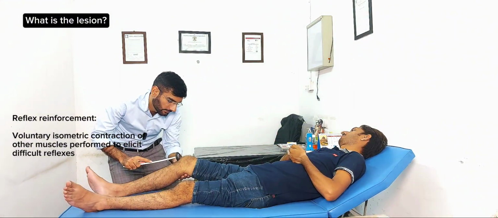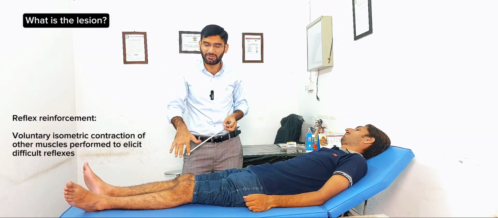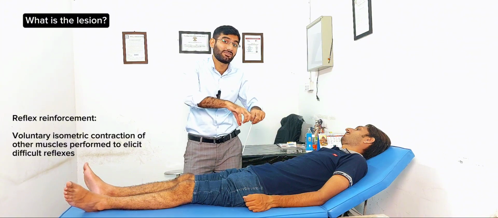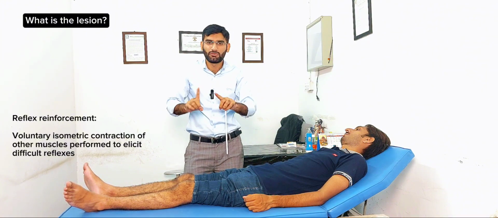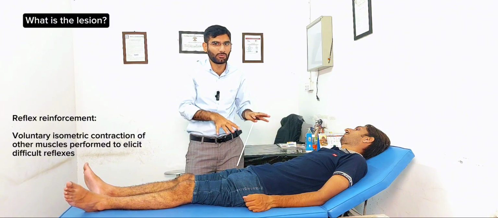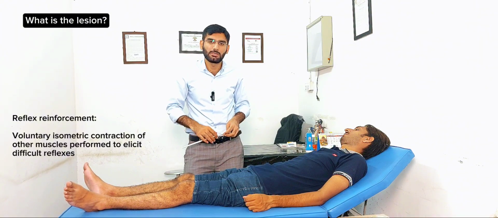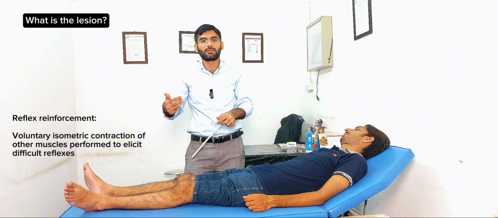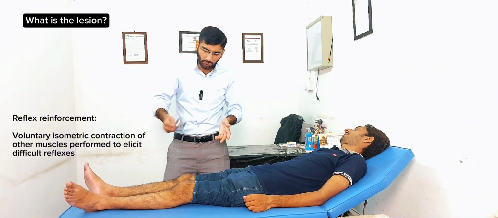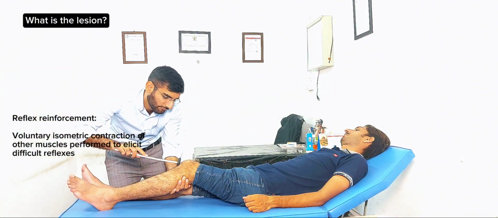So of course this is a normal subject, so the reflex was brisk because he's a normal subject and we are doing it with reinforcement. Without reinforcement, the reflex was normal in this normal subject, but with reinforcement, the reflex got exaggerated. But let's suppose, for the sake of our scenario, the reflex is absent even on reinforcement. We do the same here, first without reinforcement and then with reinforcement.